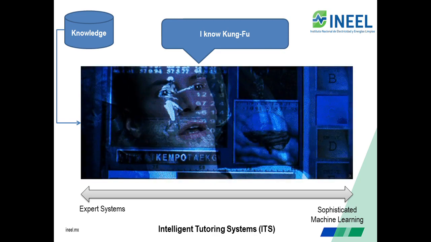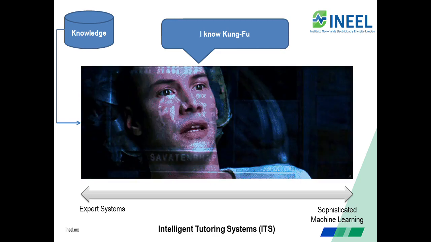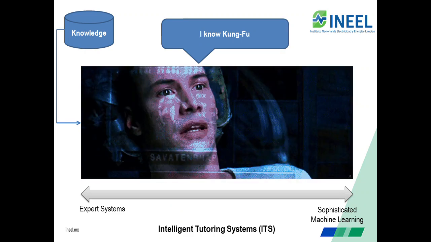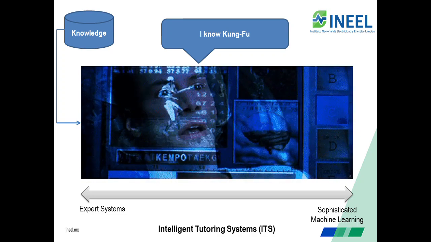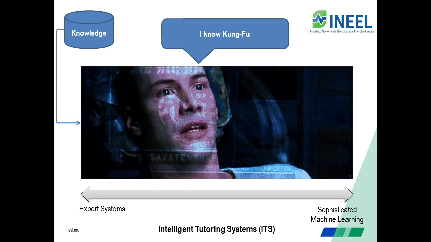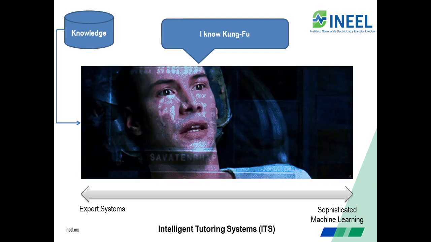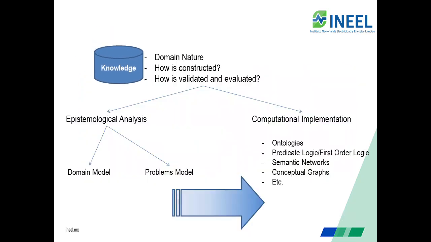ITS have ranged from classical expert systems to machine learning algorithms and hybrid models, all with different levels of success in real applications. The main component of any ITS is knowledge per se, thus we need a model for it. Such a model needs to consider the knowledge nature, for instance if it is well defined, such as the area of Boolean logic. Also, how is knowledge constructed, and how can we validate and evaluate it?